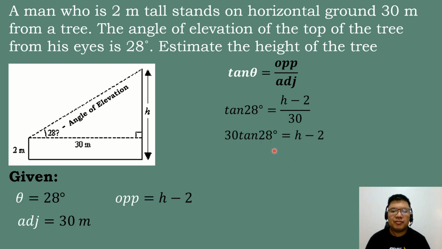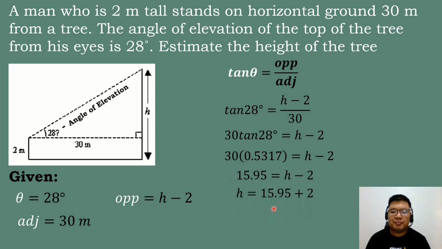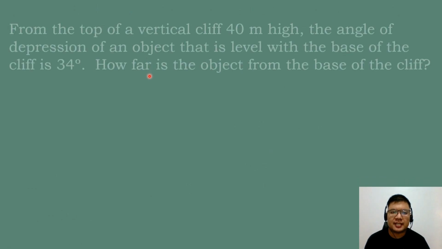And then we will simplify this by pressing tan 28 degrees, and that is equal to 0.5317, and multiply it by 30. This is equal to 15.95. Then we will transpose negative 2 to the other side of the equation. This will become positive. So 15.95 plus 2 will be equal to 17.95. So therefore, the height of the tree is equal to 17.95 meters. Let's solve our next example.